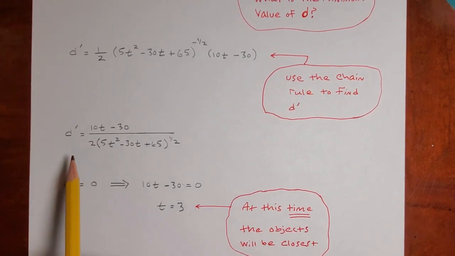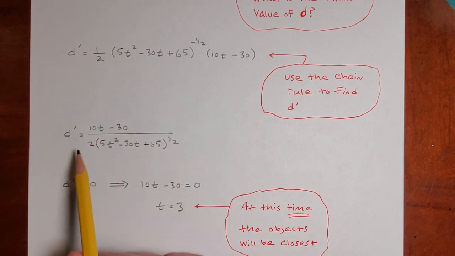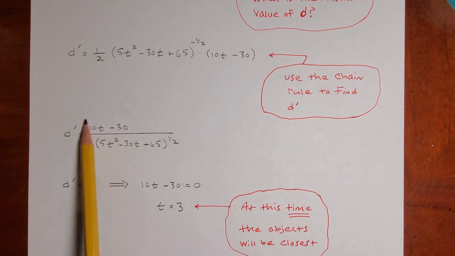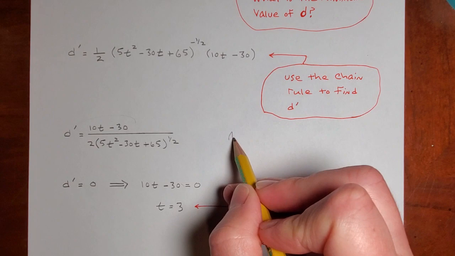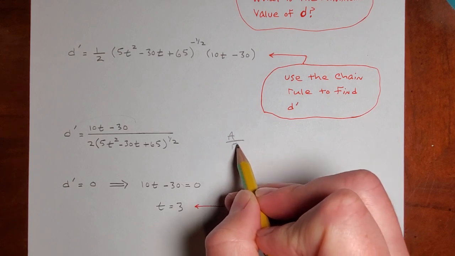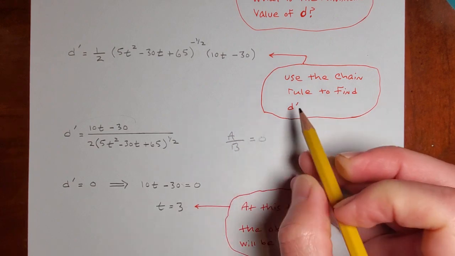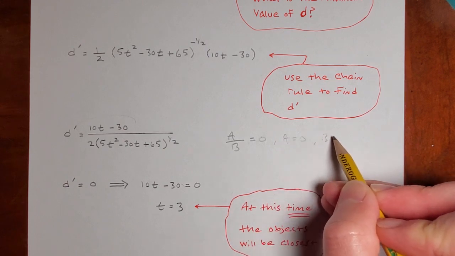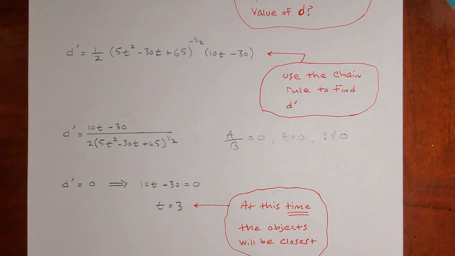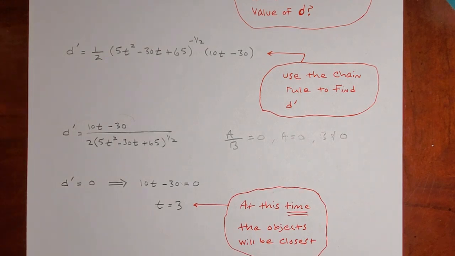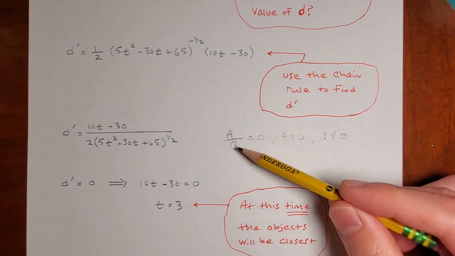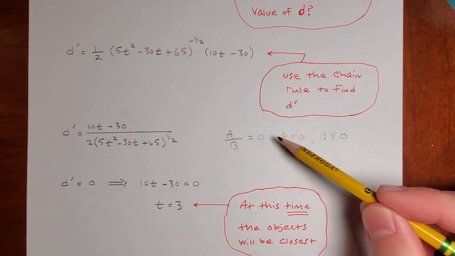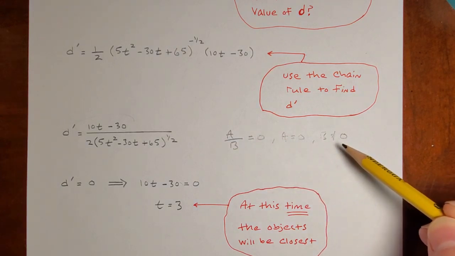If you take this as d prime, then d prime will be 0 when that top part's 0. Why is that? Because a fraction, a over b, is going to be 0 if a is 0, but b isn't 0. That's the way arithmetic works, right? What is 0 divided by 7? It's 0, right? That top number's got to be 0, but the bottom number's got to not be 0.